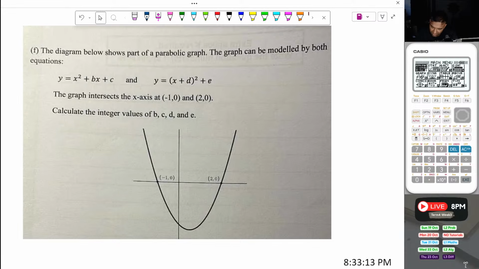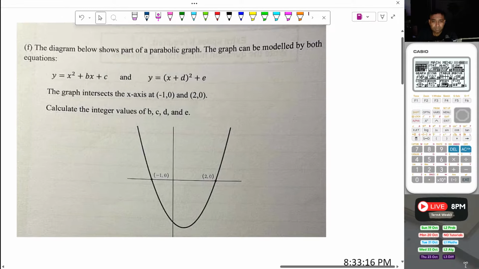Calculate that B, C, D, E. Wow. Okay. How are you supposed to work this? You're missing a... It's A is equal to 1. Huh. That's annoying, this question.